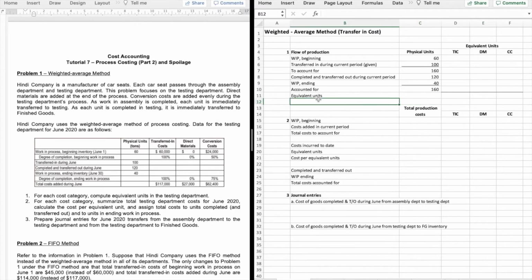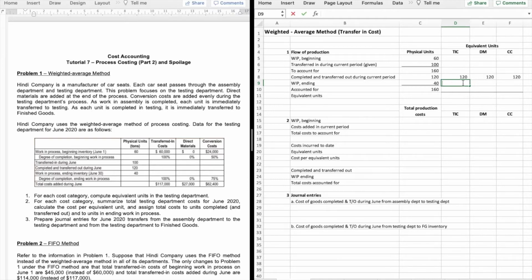And now we will calculate the equivalent units. For the completed and transferred out during the current period, it is obviously 100% because everything that is completed and transferred out has reached the end of the process. So for the transferred in costs, direct materials, and conversion costs, everything will have 100%. So it results in 120 for the 3 cost categories.